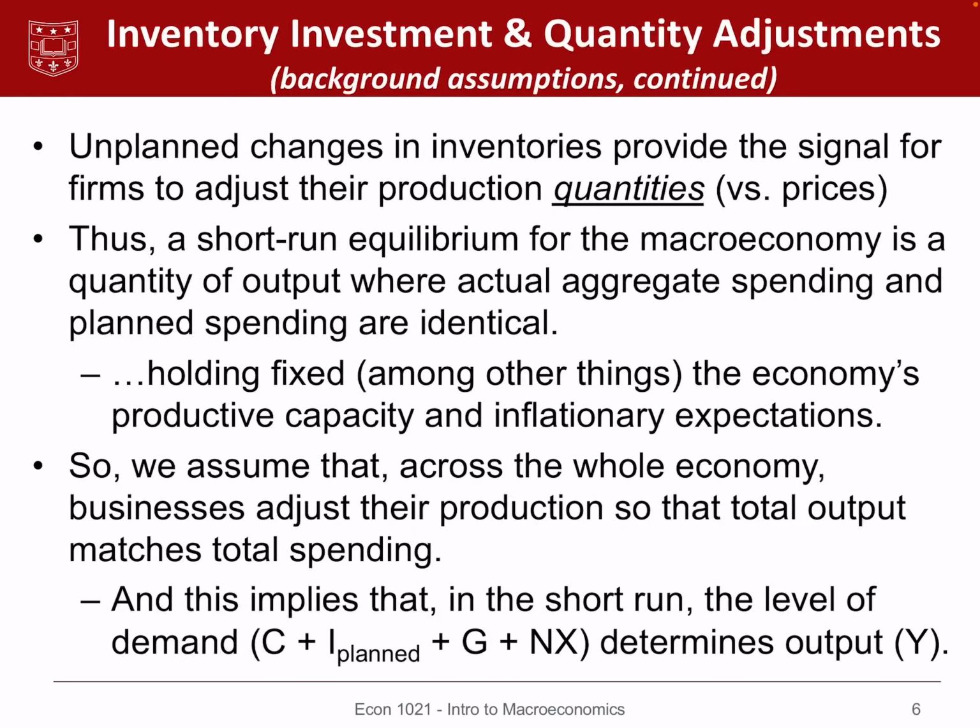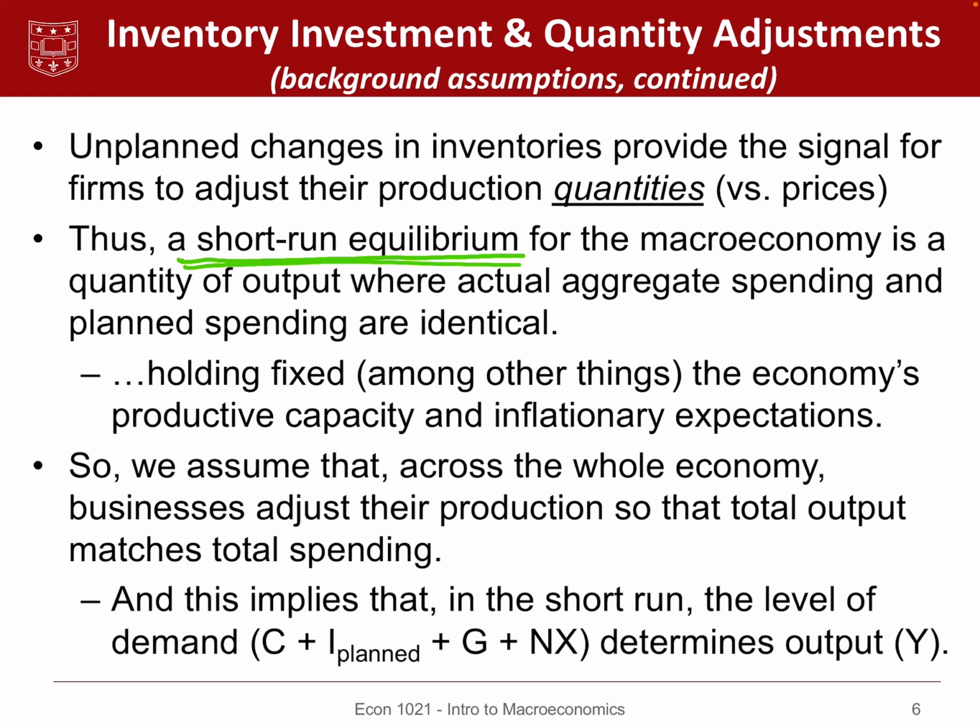So the upshot of this is that it's going to be unplanned changes in inventories that provide a signal for firms to adjust their production, or in other words, their quantities, rather than prices. So firms, again, in this immediate short run period, are holding their expectation about prices and inflation rate accordingly fixed. So it is important for me to state as loudly as I can that we're describing a short run equilibrium.